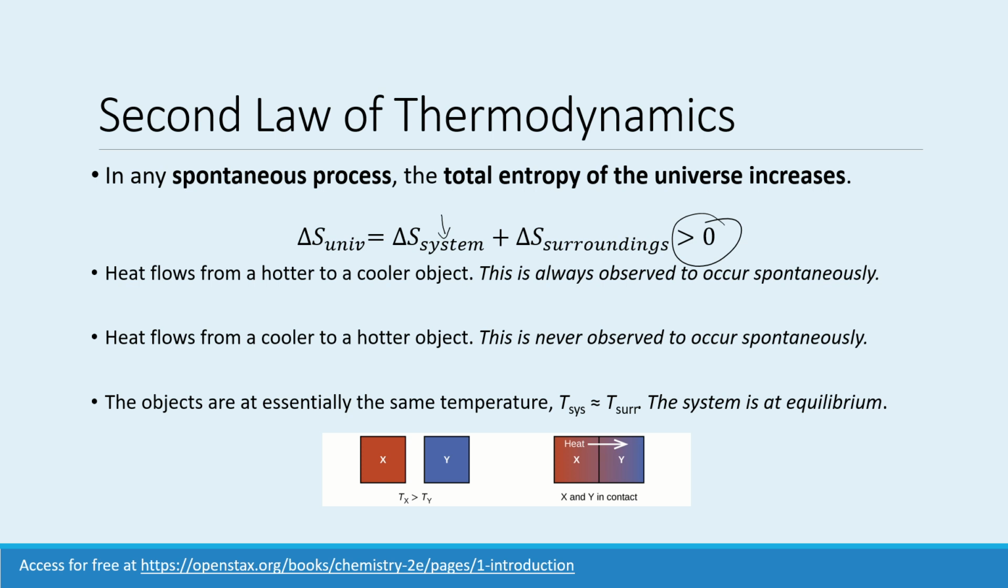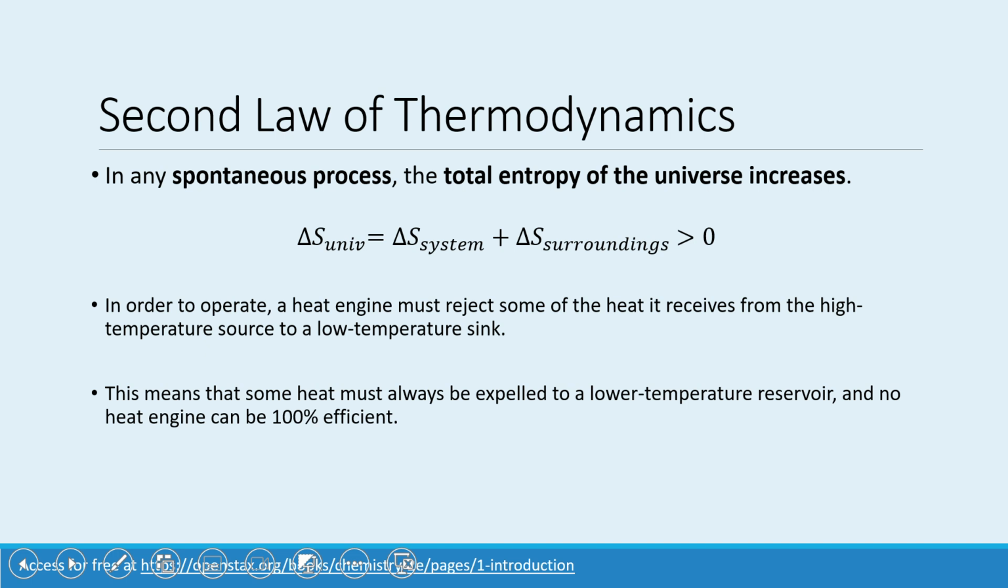Now, if the two objects were at the same temperature, then we would have the system at what we call equilibrium. Okay, so there would be heat flowing back and forth evenly, basically, and so no overall heat flow in one direction.